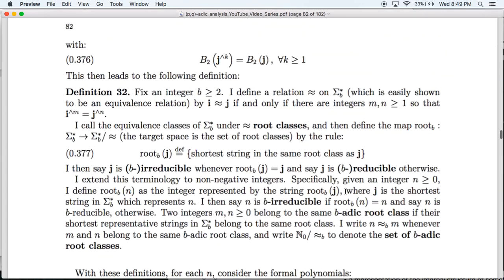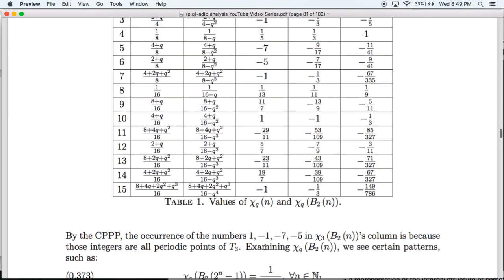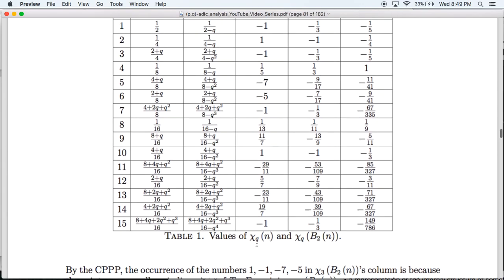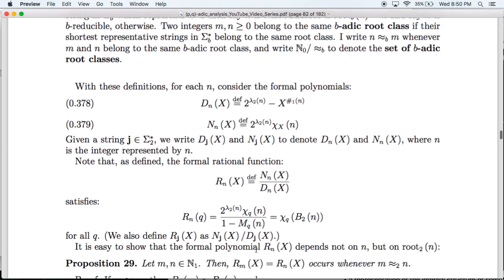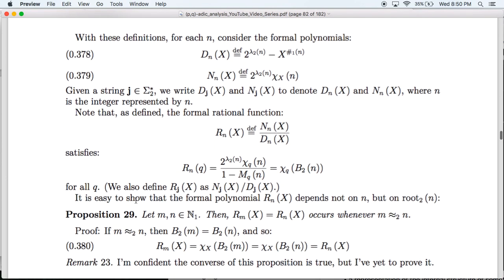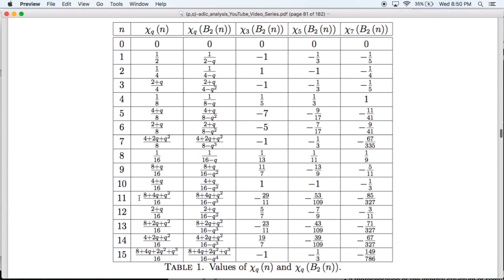So looking back at our table and this phenomenon that we saw here where this expression simplified, we note that there are going to be two ways in which Rn of q can evaluate to an integer. The first is that if we look just in this column, we get some kind of division where the denominator as a polynomial in q divides the numerator as a polynomial in q.